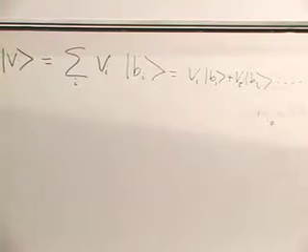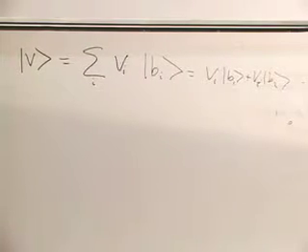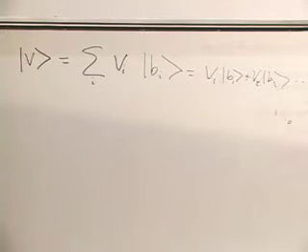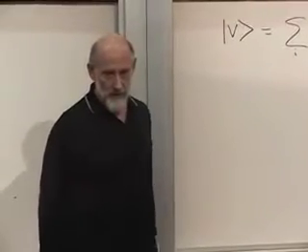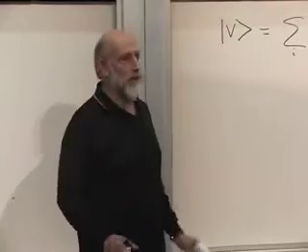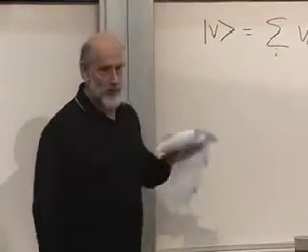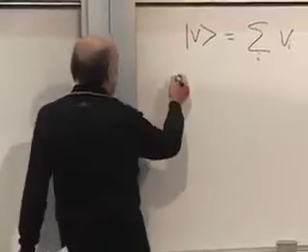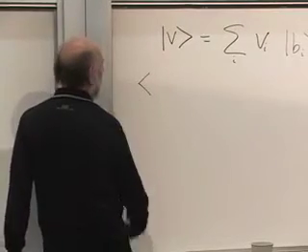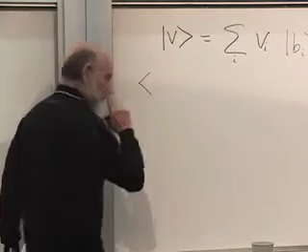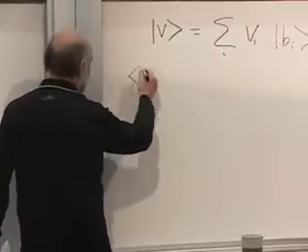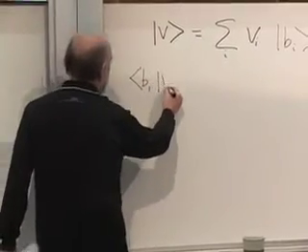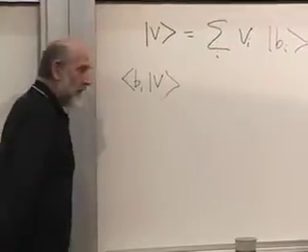All right, now let me take the inner product of both sides of this with some particular one of the b's. I could call it bj, but let me do it very specifically. Let me take the inner product of this with b1, the first basis vector, b1 with v. What do we get?